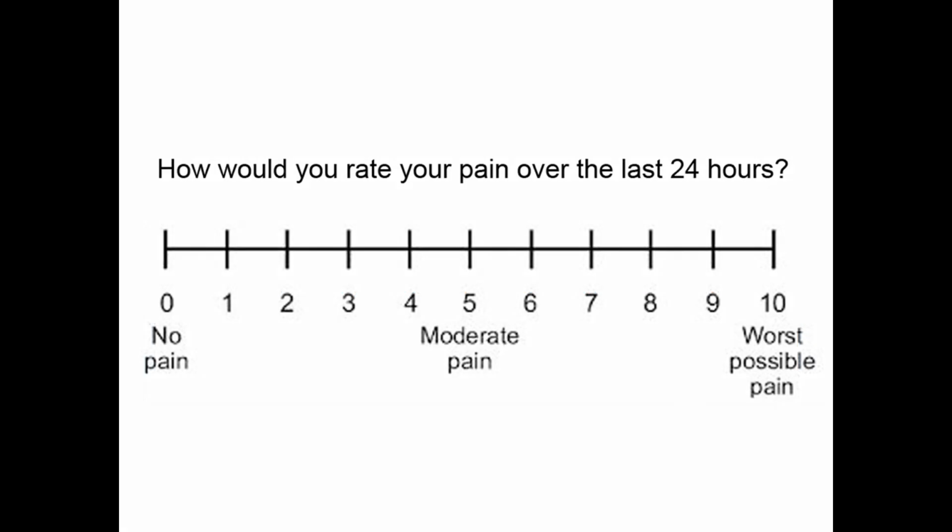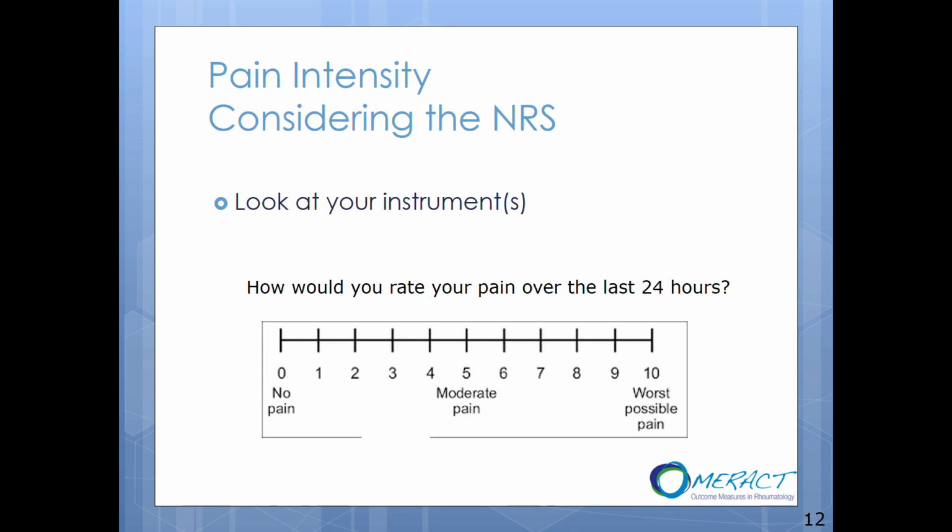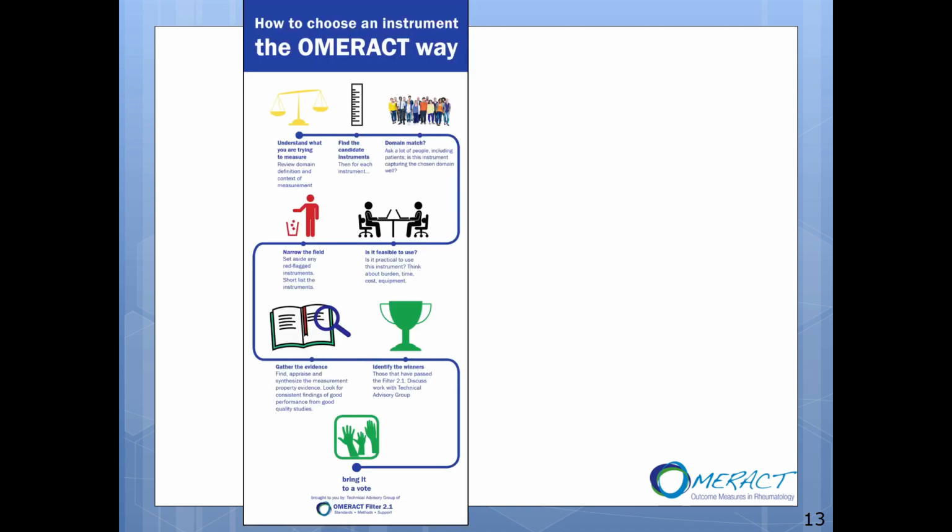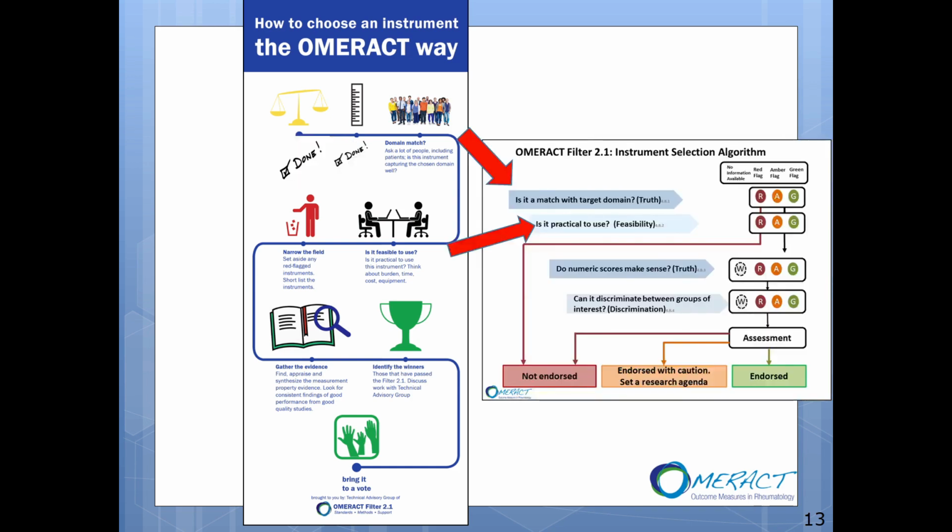And this is what it looks like. So it's a single item questionnaire, a 0 to 10 scale, there's some words across the bottom, and it asks about how you would rate your pain over the last 24 hours. So we'll use this for an example as we move through the different steps in instrument selection. This will be our sample instrument. So as you can see, what we've started with now is we've already done the first 2 steps in the OMERACT way. We've reviewed our domain and we've pulled out an instrument that we'd like to consider.